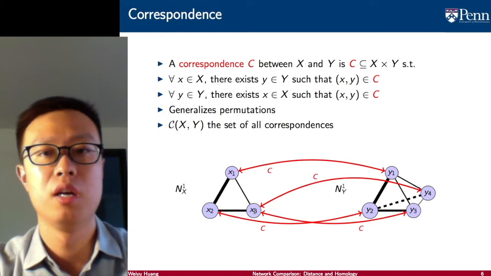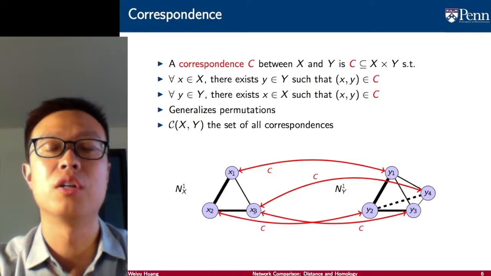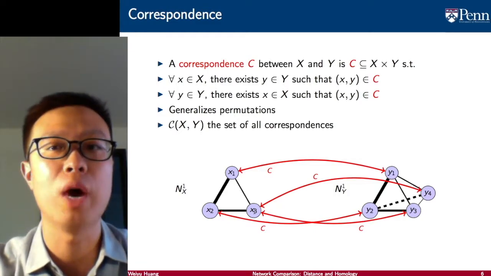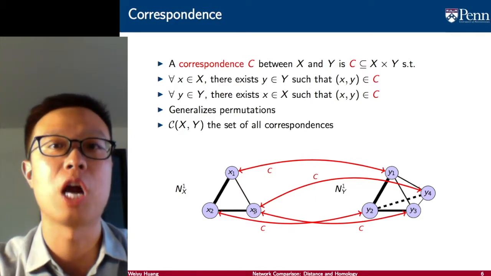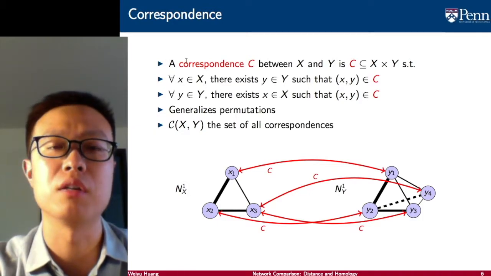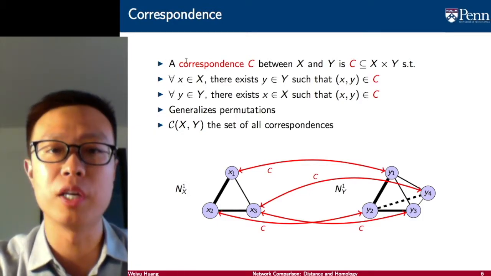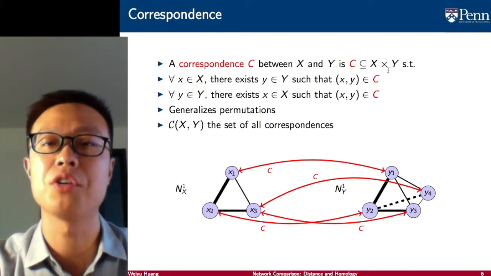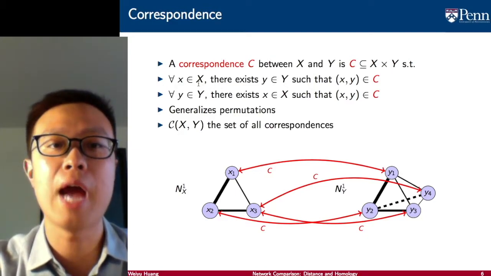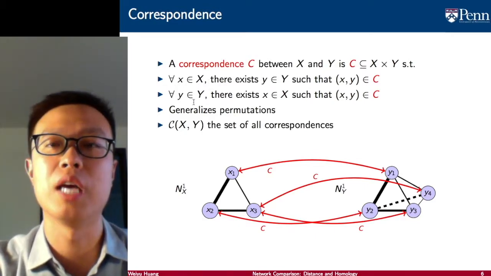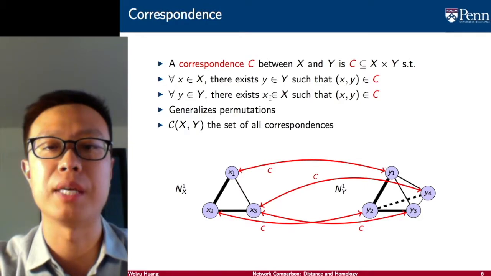Since we want to consider the comparison between networks of arbitrary sizes, we may need a way to map the nodes in this arbitrary number of nodes. A mathematical tool called correspondence is very handy. Formally, a correspondence between two node sets is a subset of their Cartesian product, such that every node in X has a mapping in Y, and similarly, every node in Y has a mapping in X.